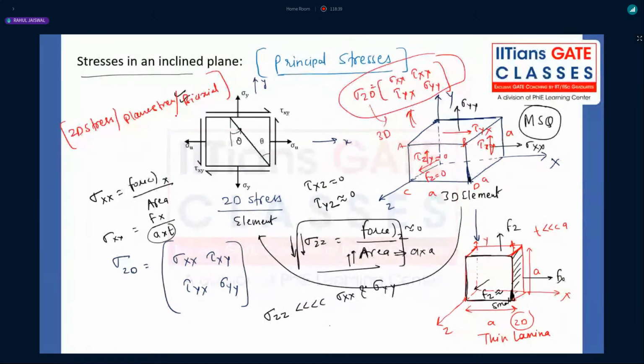Because in the earlier case, even though we have thickness, it is comparable to the other dimensions. So even though you apply the force, it will be able to resist. But here the thickness is very, very small. It cannot resist. It will fail. Right? Because if you keep on applying large amounts of force, automatically the x and y forces will also be affected.